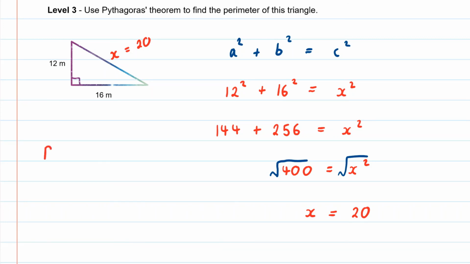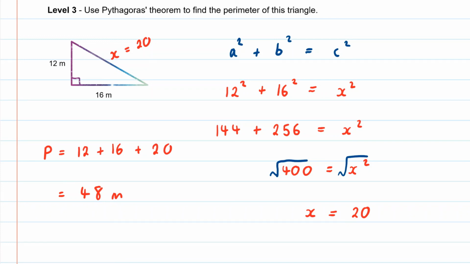I want to do the perimeter. We just add up the three side lengths. So we do 12 plus 16 plus 20. And we get an answer of, okay, so 12 plus 16 is going to be 28, plus 20 gets you your 48. And our units was meters.